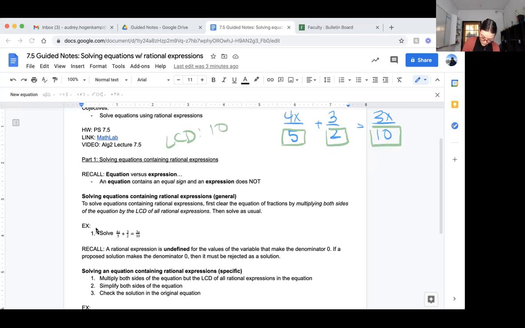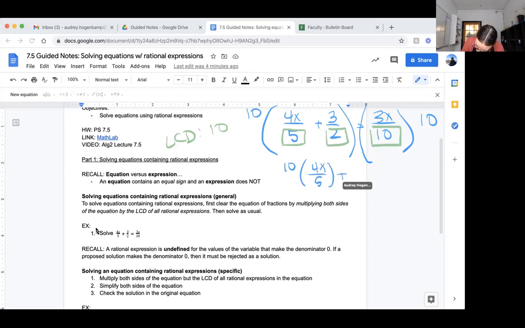Okay, and so what we're going to do is now we're going to multiply our whole equation by 10. You can either write this as separately multiply by 10 on this side and separately on this side, or whole thing, but you do have to remember you're multiplying both sides of the equal sign. So this is going to give me 10 times 4x over 5 plus 10 times 3 over 2 equals 3x times 10 over 10.